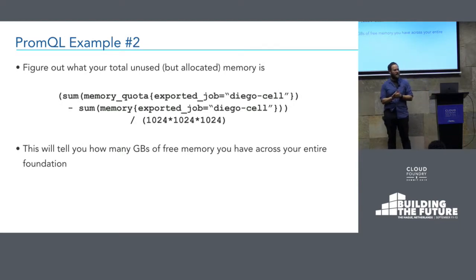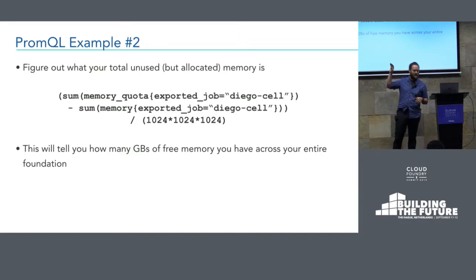Okay, and then a second example is if you want to look across all of your Diego cells and see how much unused memory you have. So this would be allocated and running instances that are just not being used. This one's a little bit hairier just because we're doing some math.